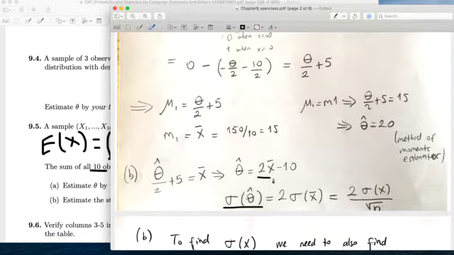Now, this equation tells us that in order to figure out the standard deviation of theta hat, you can actually use the standard deviation of x bar. So this relationship between theta hat and x bar in our estimator tells us that whatever the standard deviation of x bar is, the standard deviation of theta hat, since it is 2 times x bar, will also be 2 times the standard deviation of x bar. So this 2 here comes from this relationship between theta hat and x bar. So this is really critical.